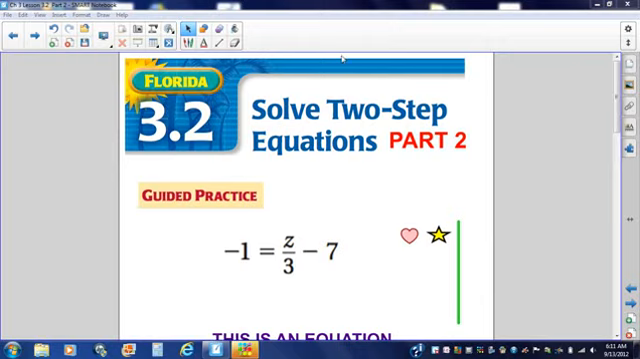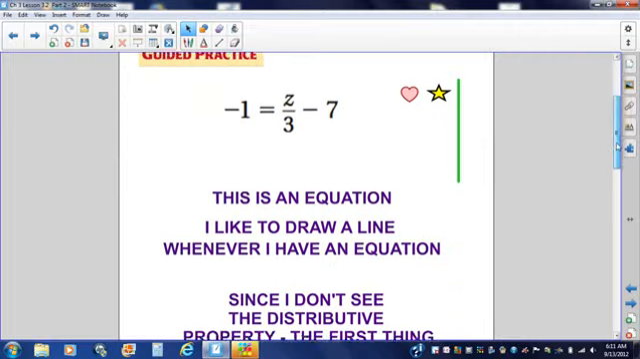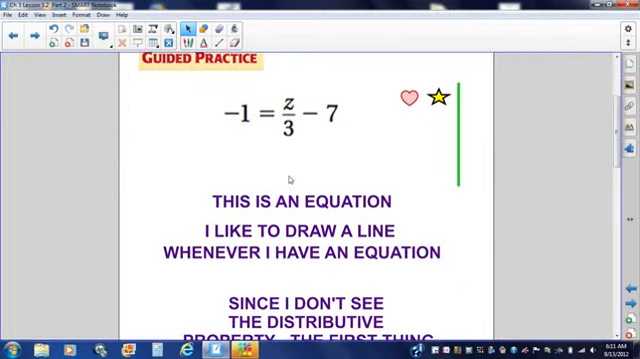Alrighty guys, today's podcast is going to be on lesson 3.2 again, solving two-step equations part 2. Please write lesson 3.2, solving two-step equations part 2 in your notes/homework spiral. Then please take a moment to copy the equation. This is the variable z.